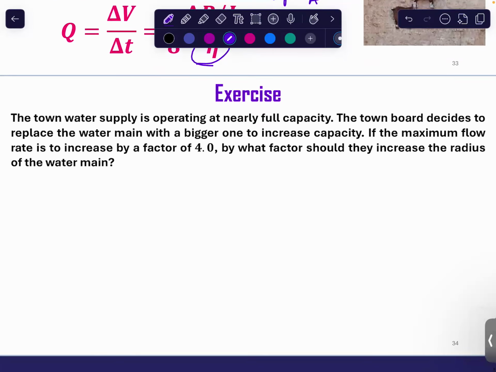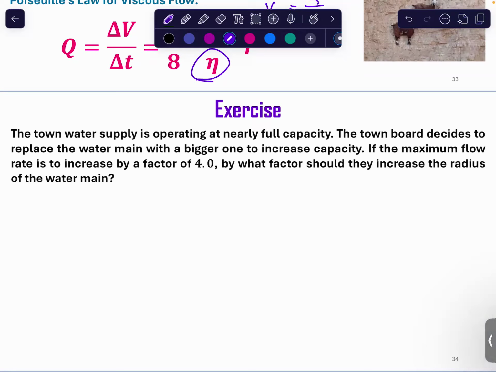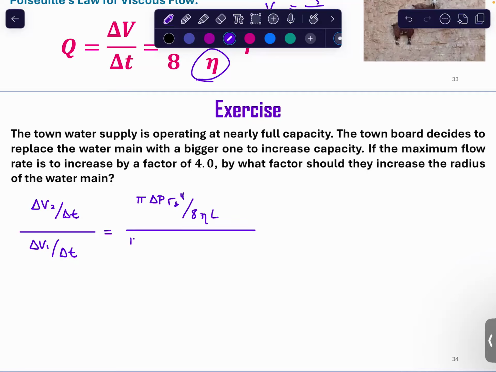Okay, so we want a ratio of volumes. I'm going to do my new volume over delta T, over the old volume over delta T, to get a ratio. That's pi delta P R2 to the 4th over 8 eta L, over pi delta P R1 to the 4th over 8 eta L.